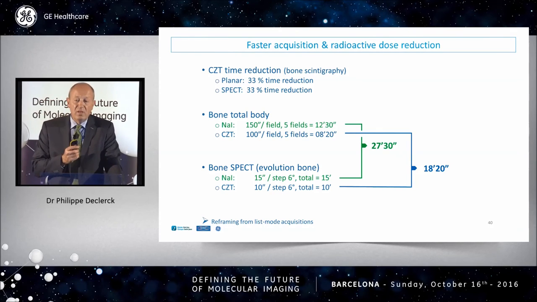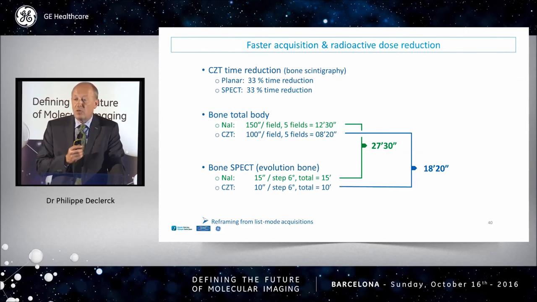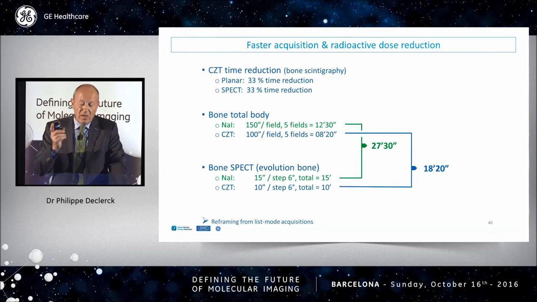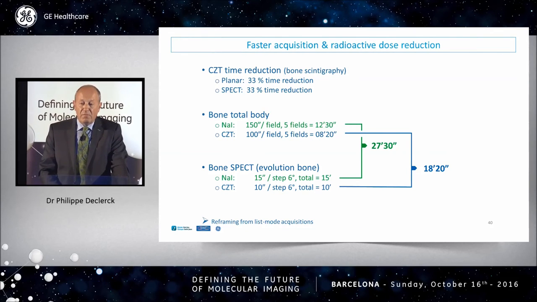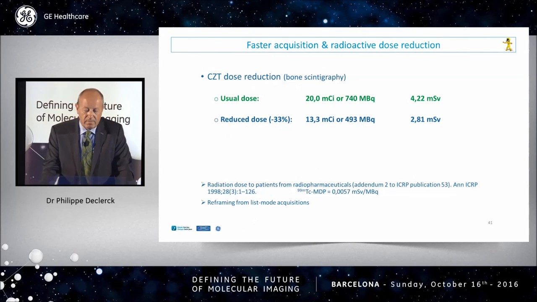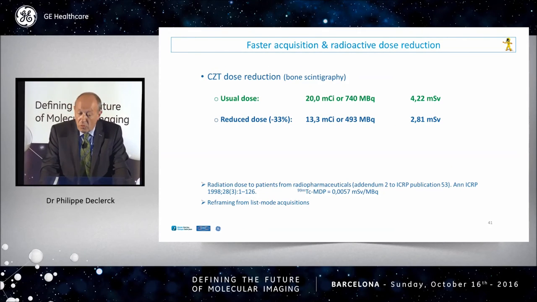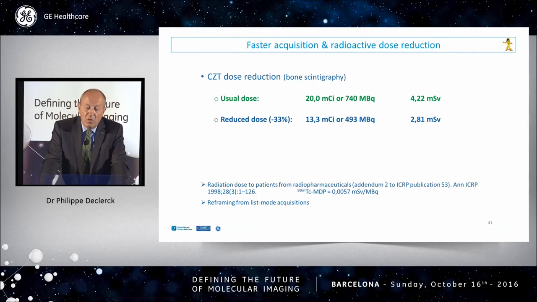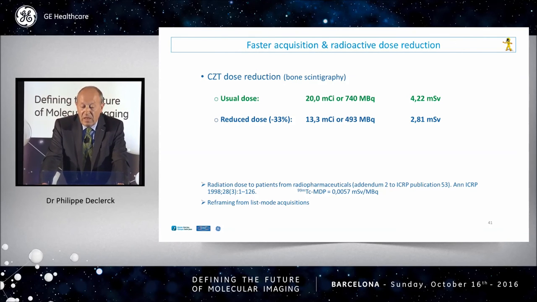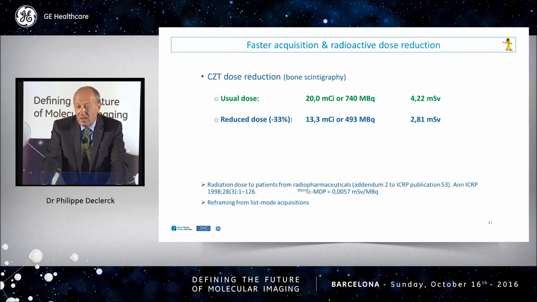And as I told you, this is only the beginning. Next step will be to reduce to 50%. And I have seen images from my colleague, Professor Benarger from Lyon, going lower than 50%. We can translate that to dose reduction instead of time reduction. What we use normally for bone scan is 20 millicuries or 740 megabecquerels, which would give a load to the patient of 4.22 millisievert. If we reduce by one-third, it's only 2.81 millisievert for a bone scan.